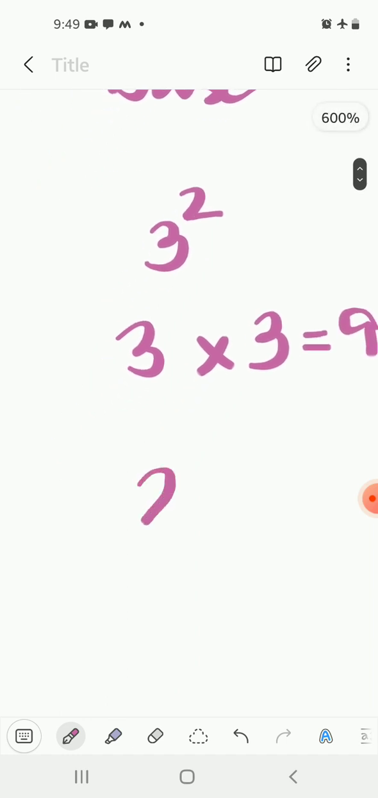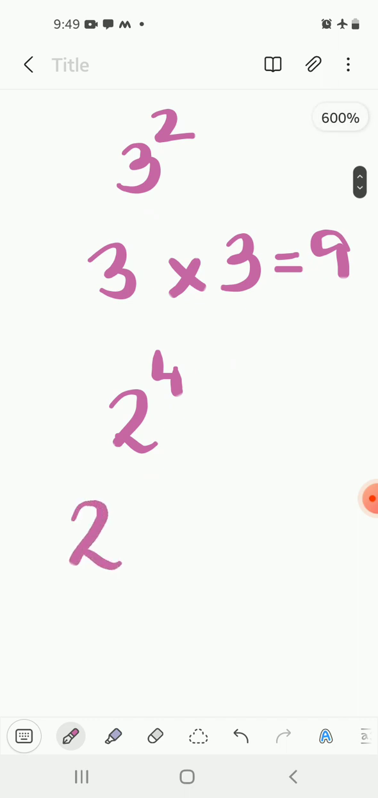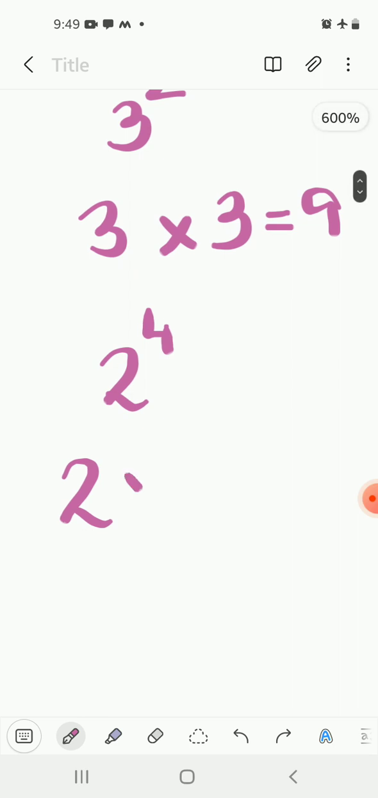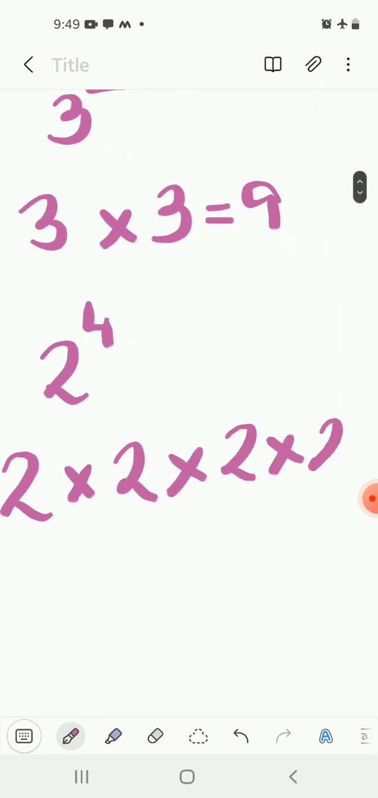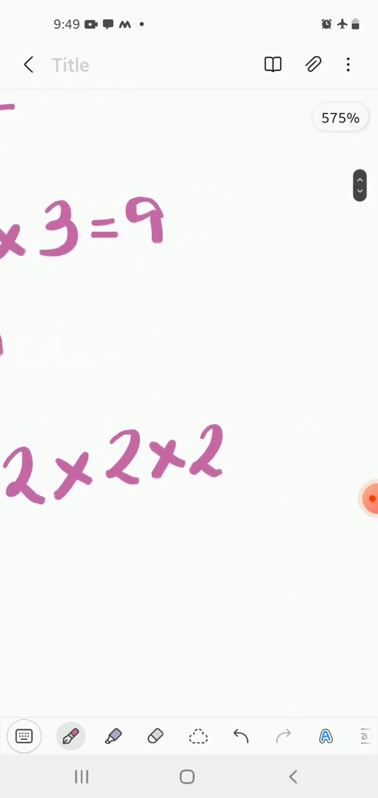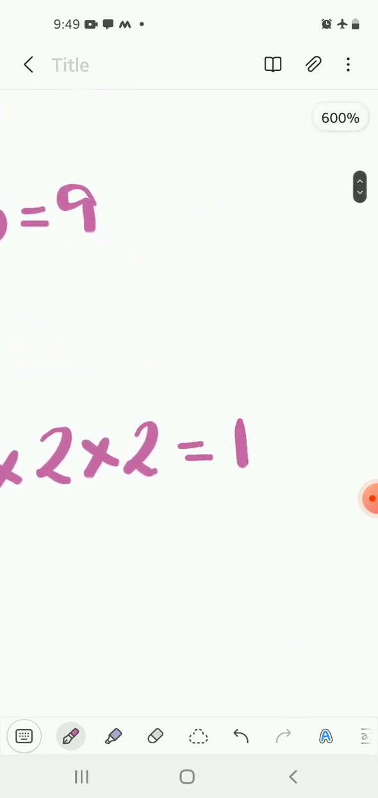Similarly, if I am given a question like 2 to the power 4, it means 2 needs to be repeated, the base needs to be repeated 4 times, which is its power. So 2 into 2 into 2 into 2, which becomes 2 2s are 4, 2 4s are 8, 2 8s are 16. So this is the answer.